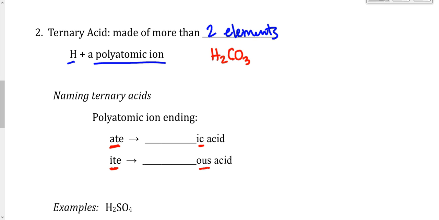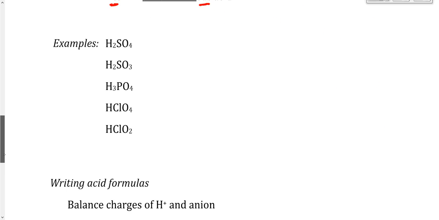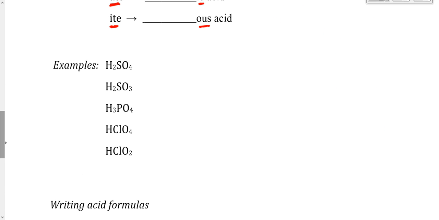For example, this H2CO3: CO3 is carbonate. So what I would do is just change the ate to ic. So this would be carbonic acid. And this is the acid you get in pop from carbonation. All right, so let's go through all five of these.